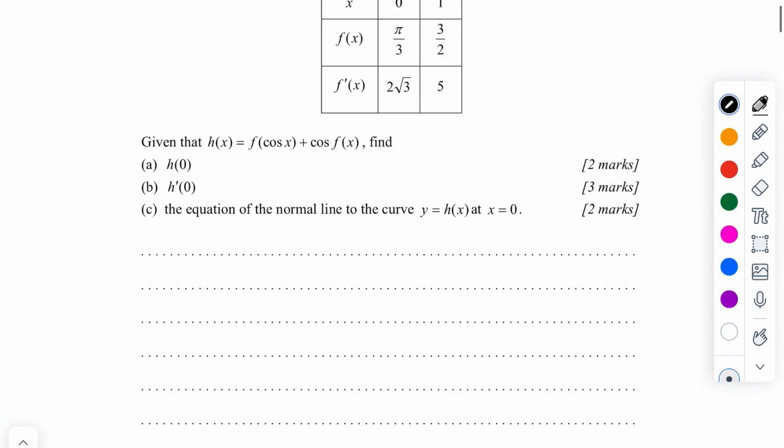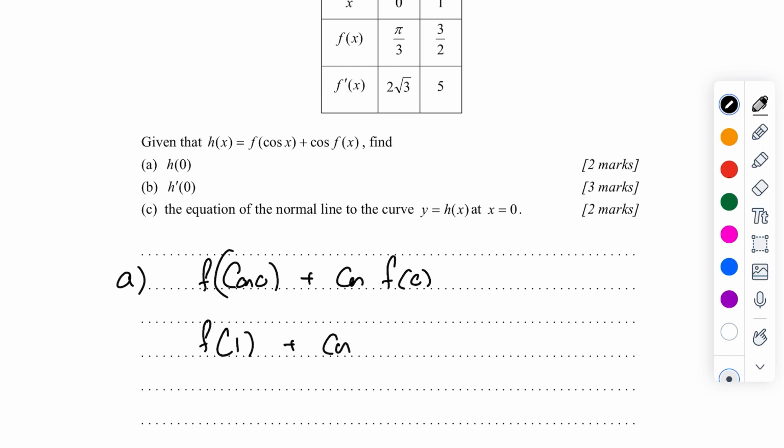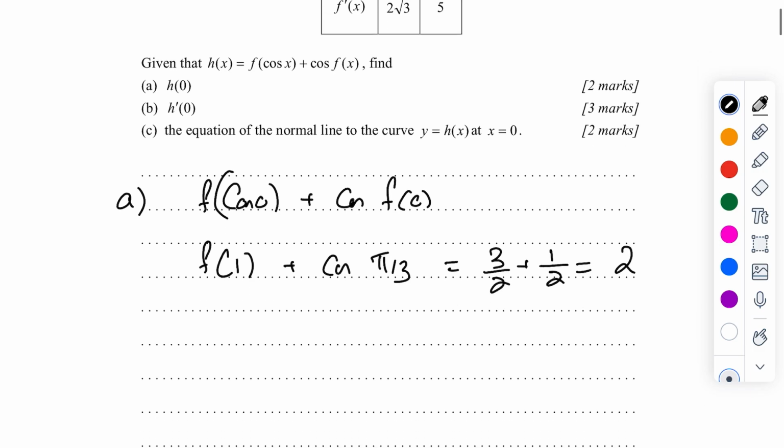Question number 3, h of 0. H of 0 means f of cos 0 plus cos of f of 0. Cos 0 is 1. Cos of f of 0 is pi by 3. So f of 1 is 3 upon 2. Cos pi by 3 is 1 upon 2, which gives 2.